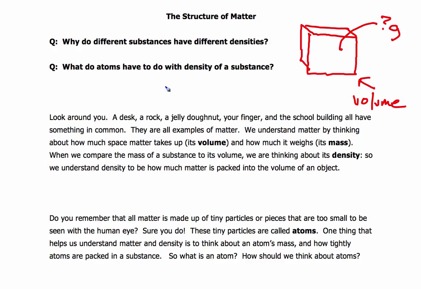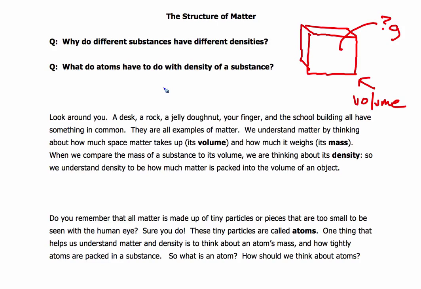So let's read these first two paragraphs, and then we'll mark them. If I have any comments, I'll make them, and then we'll move on to the other paragraphs that we need to read as we're starting to study matter and atoms. So look around you. A desk, a rock, a jelly donut, your finger, and the school board building all have something in common. They are all examples of matter.